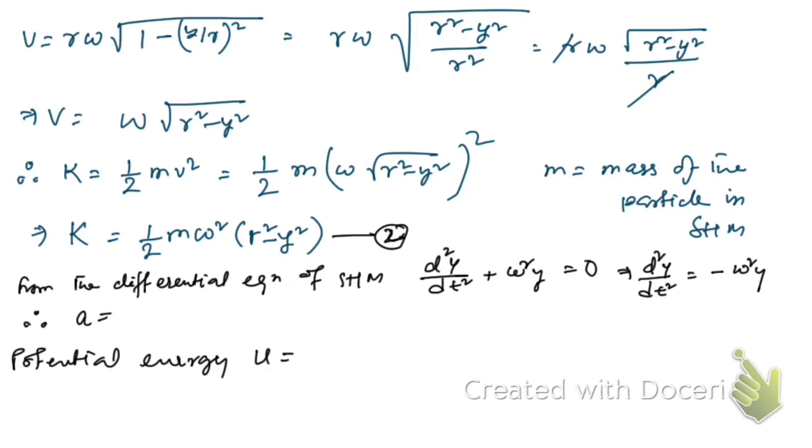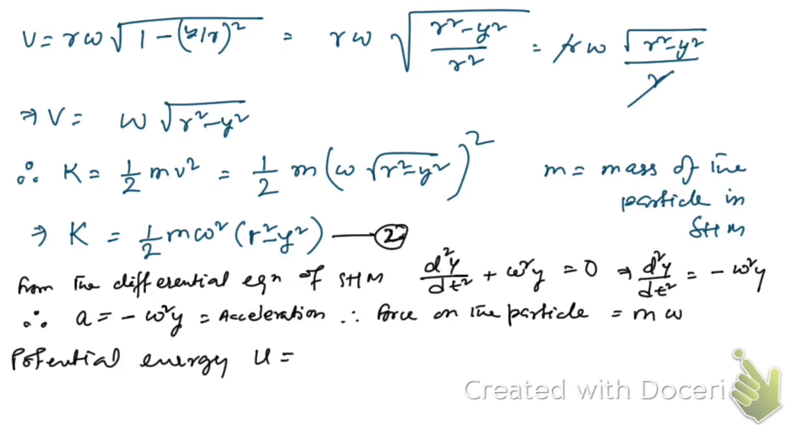So second order derivative of y is nothing but acceleration. Therefore this is nothing but acceleration. So in case of simple harmonic motion, acceleration is negative, right? So therefore the magnitude of the force on the particle, the force on the particle, is mass into acceleration, so this is the magnitude of the force, right?